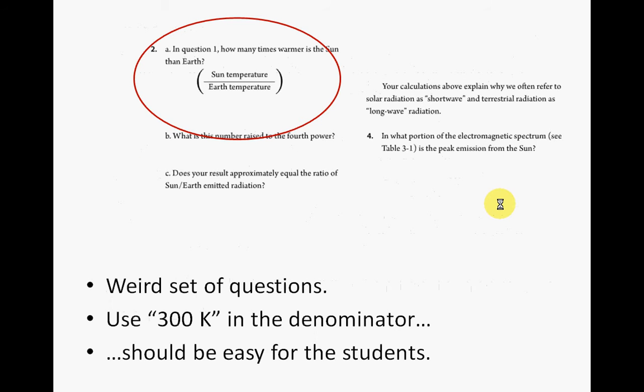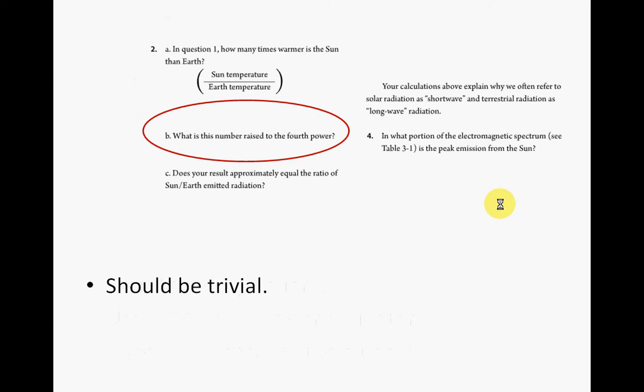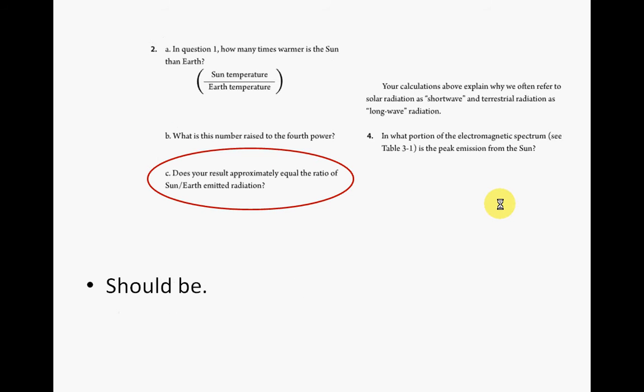Similarly, there's this weird set of questions in number 2. It wanted you to take the sun's temperature and the Earth's temperature and divide them by each other. Again, if you use 300 for the temperature of the Earth, you'll get the right answer. Then they tell them to take that answer and raise it to the 4th power, and they wanted to show you that it is equal to the ratio between the Earth's and the sun's amount of emitted radiation. That's interesting. Basically you can use the temperature ratio to the 4th power as an estimate, but it's kind of just algebra. I don't really know what the teaching value of this is.